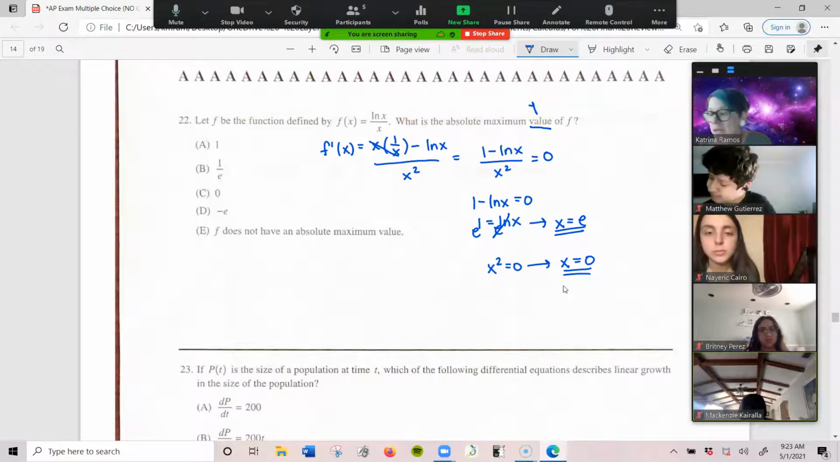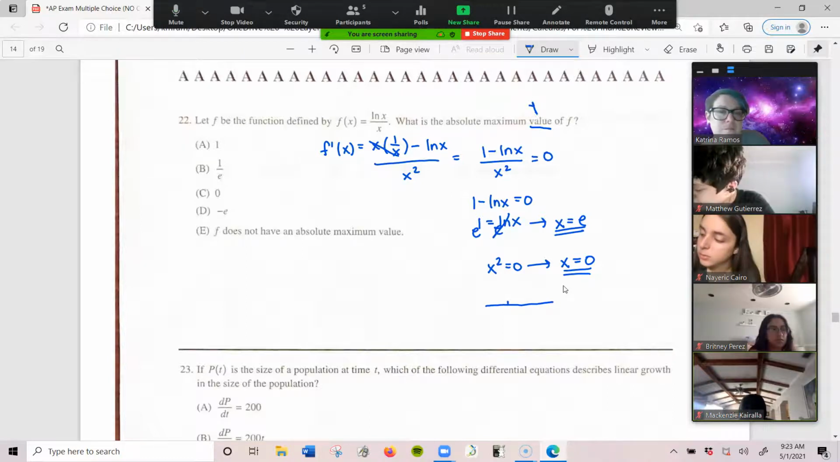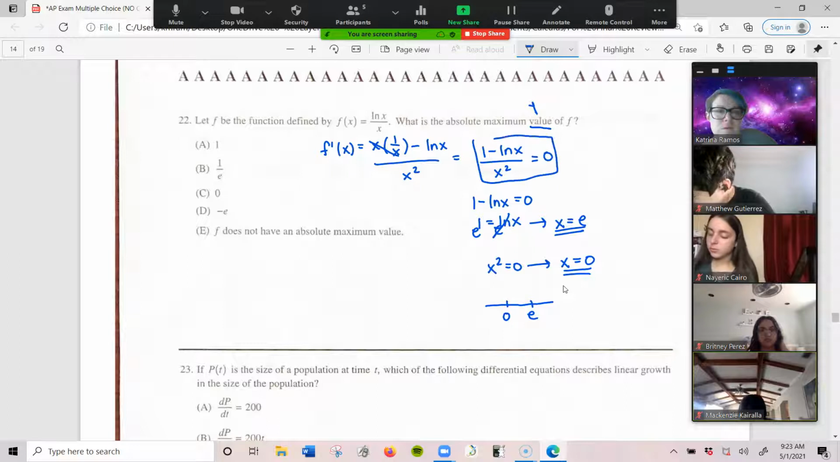Okay. So now to figure out what is the maximum, we're going to create our number line. We have 0 and e. We look at our derivative, and we plug in numbers to the left and to the right. So if I plug in -1, the problem with -1 is that ln is undefined at -1. Remember that ln only works from 0 onward. You can't plug in any negative numbers. So there's nothing going to be here.